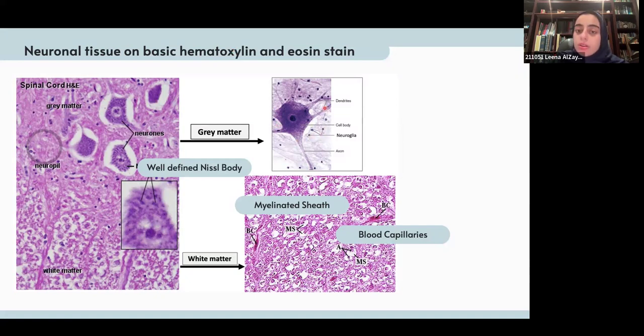These dots here in the middle are basically supporting cells. They're glial cells of the nervous system, and they basically support and help the neuron to get nourished and so on.